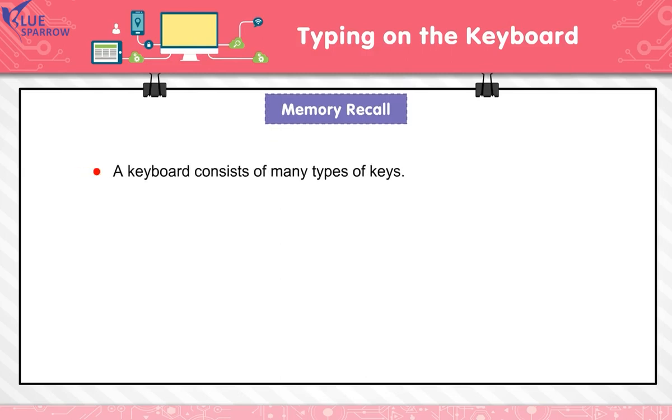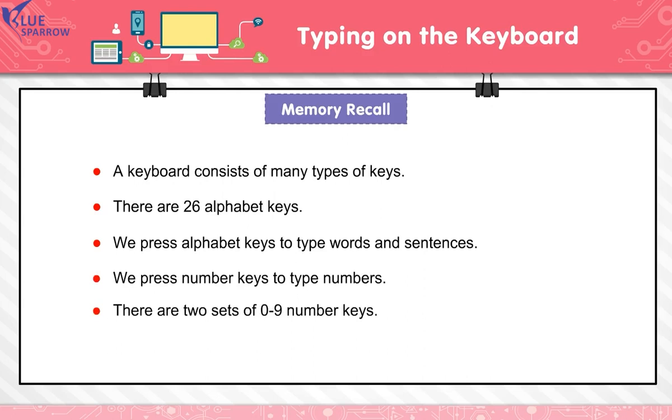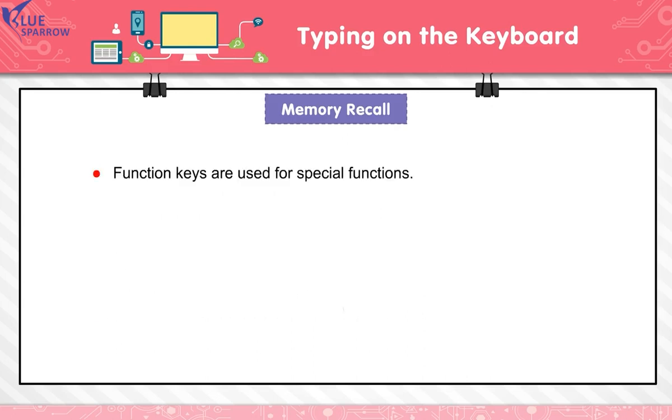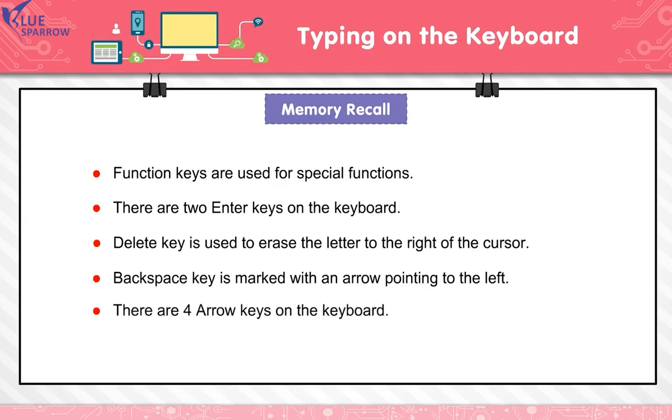A keyboard consists of many types of keys. There are 26 alphabet keys. We press alphabet keys to type words and sentences. We press number keys to type numbers. There are two sets of 0 to 9 number keys. Function keys are used for special functions. There are two enter keys on the keyboard. Delete key is used to erase the letter to the right of the cursor. Backspace key is marked with an arrow pointing to the left. There are 4 arrow keys on the keyboard.